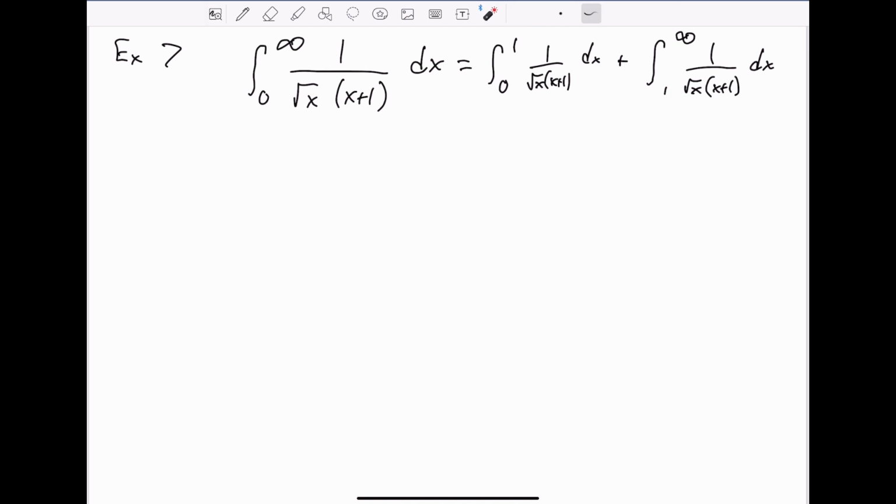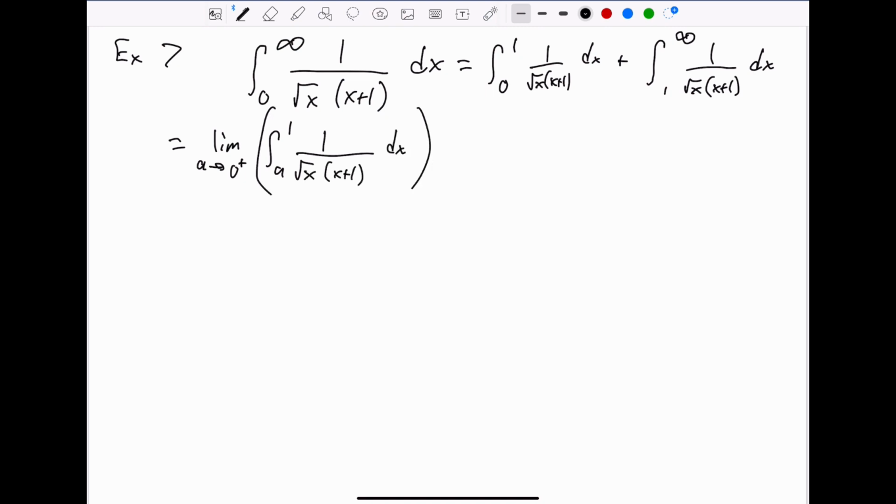I really have 2 improper integrals in one for this problem. So I set up 2 limits. I replace the 0 with an a, and then I take the limit as a approaches 0 from the right-hand side. There's my first limit. And then for the second improper integral, I replace the infinity with a b, take the limit as b approaches infinity. And we'll go from there.